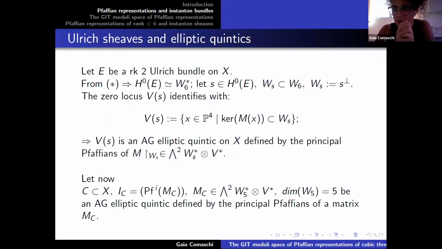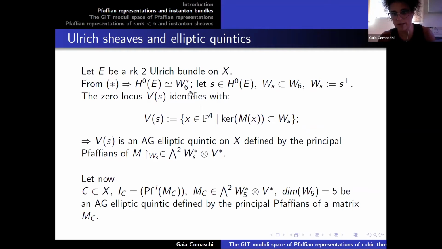So let's now try to understand what happens when we construct Pfaffian representation starting from elliptic quintics. How to have an interpretation of elliptic quintics from the point of view of the behavior of sheaves. For the moment, we consider locally free Ulrich sheaves. So we consider an Ulrich bundle of rank 2 on a cubic hypersurface. Then from the resolution, we can see that the space of global sections of the bundle is exactly W star.